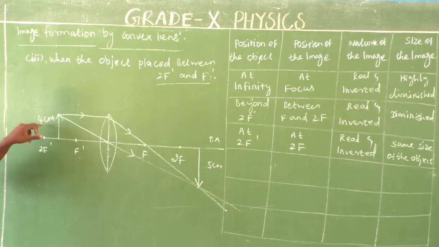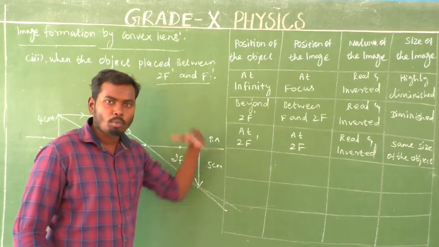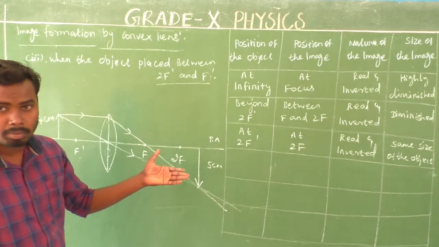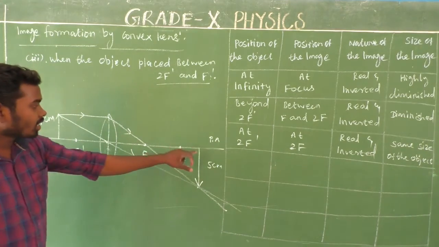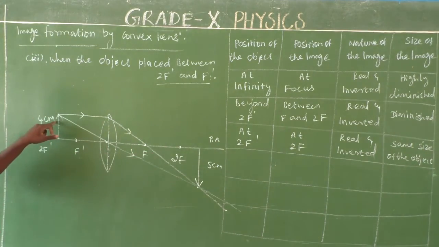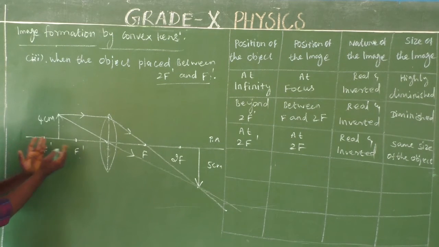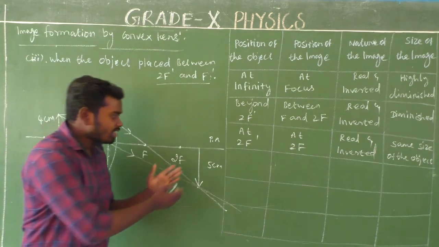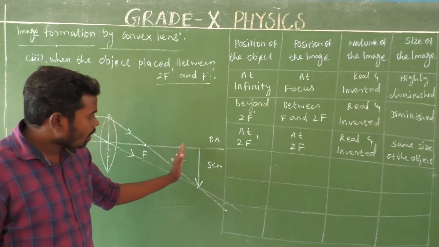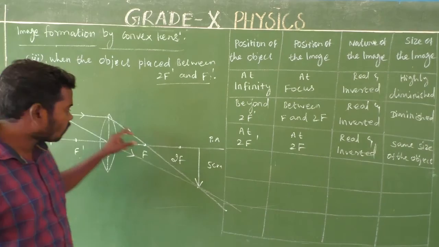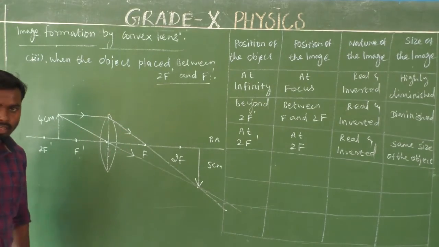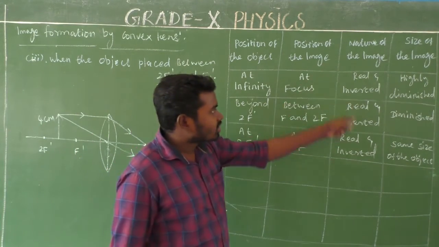So if the object size is 4 centimeter, then the image size will be more than 4 centimeter. It may be 5 centimeter or more, whatever it is. Is it clear? So what is the object position? The object is placed between 2f dash and f dash. What is the image position? The image is formed beyond the 2f, which means beyond twice the focal length of the convex lens. Is it clear? Next one, the nature of the image.